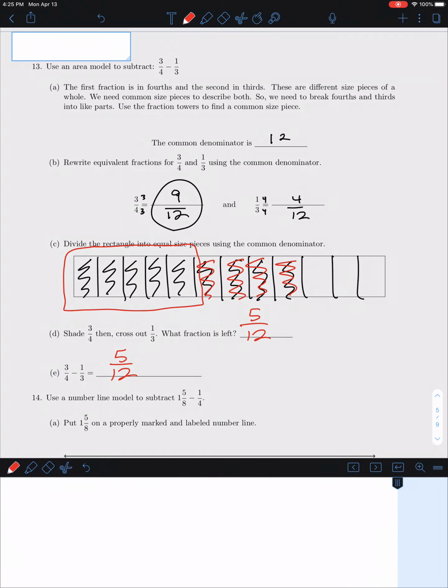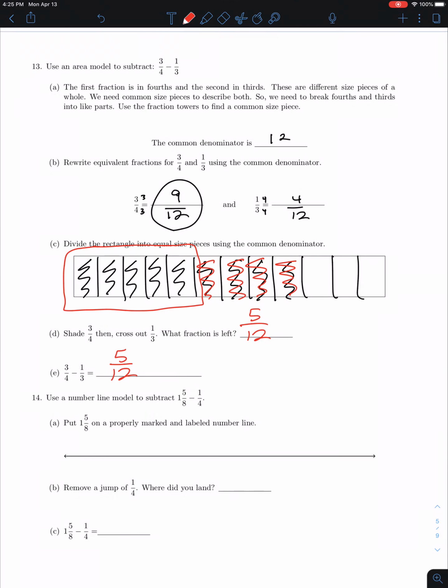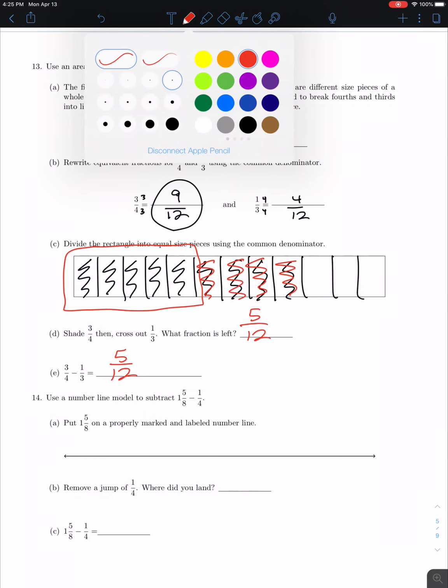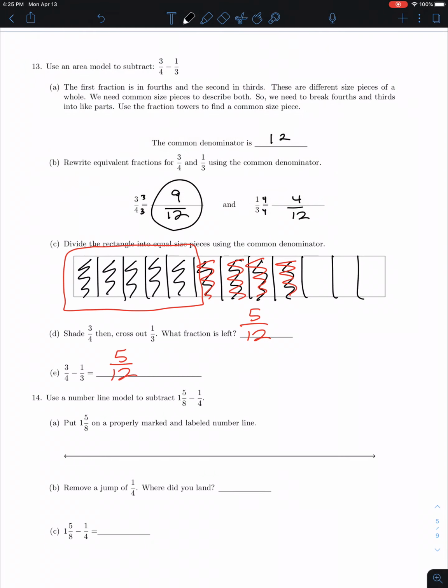All right, very good. So again, do the same thing for our number line one. So 1 5/8 minus 1/4. Again, they're not a common denominator, so we need to do that first. So a good common denominator for this would be 8. So 1 5/8 is already perfect, but we need to turn 1/4 into a common denominator. So if we multiply top and bottom by 2, that'll give us 2 over 8, which is good.